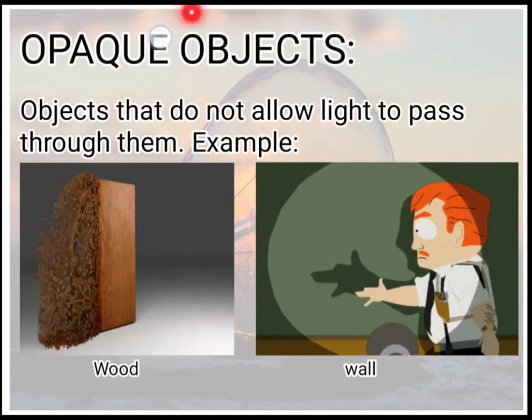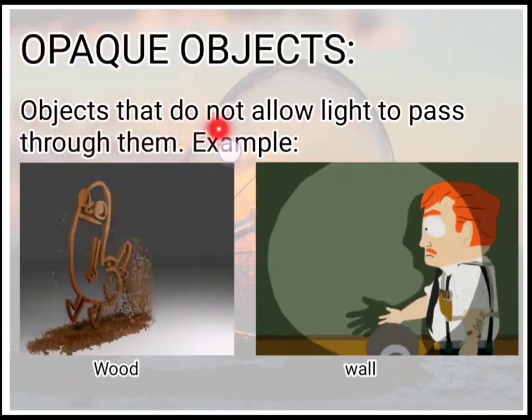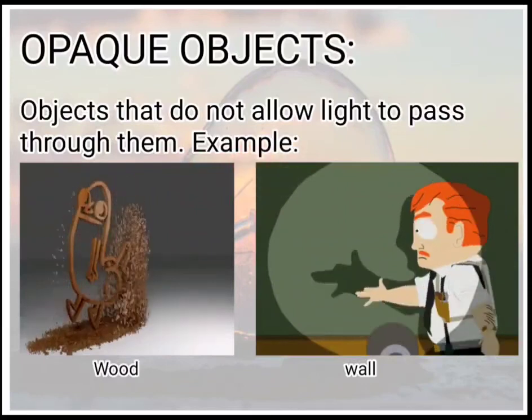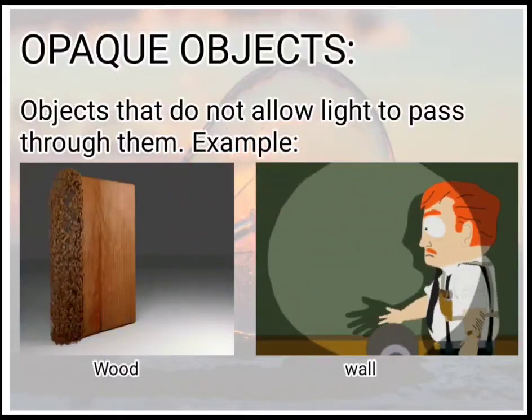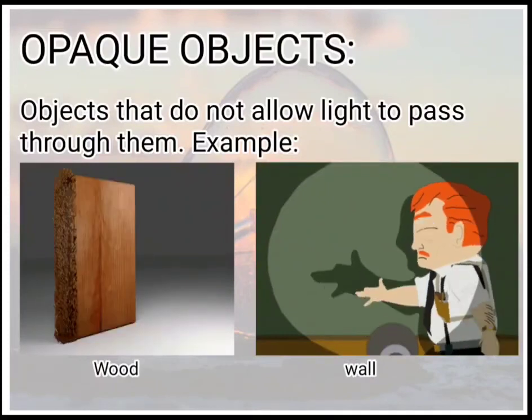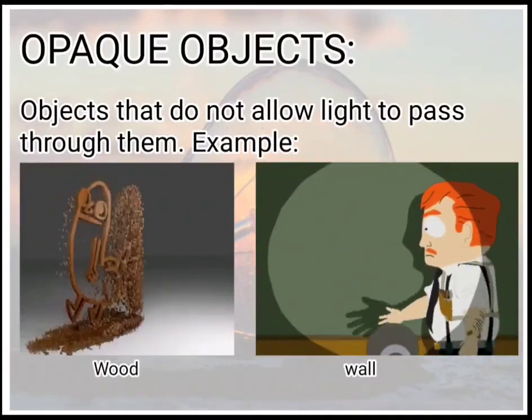Moving to opaque objects. Objects that do not allow light to pass through them are called opaque objects. For example, wood, wall. They do not allow the light to pass through them.